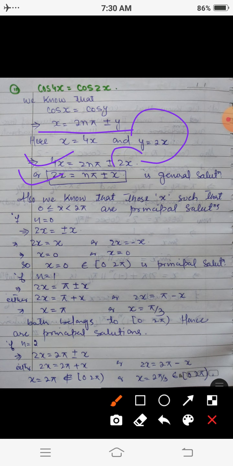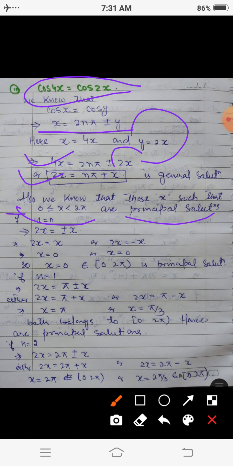Or it is simply 2x equals n pi plus minus x. So this is the general solution for cos 4x equals cos 2x. Also we know that those x such that x lies in the interval 0 to 2 pi are the principal solutions. So we simply put n equals 0.